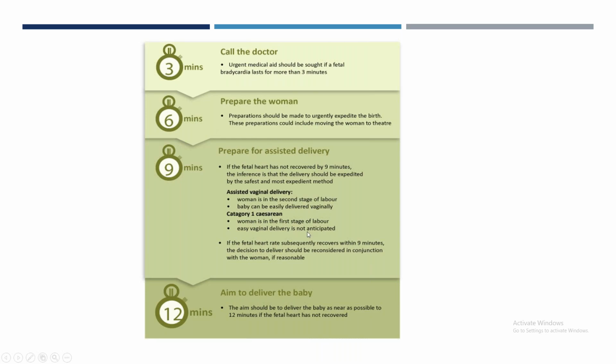For 9 minutes, the patient should be ready for assisted delivery. Okay, so the patient should be ready for assisted delivery, or she should be in the theatre for the cesarean, depending upon the patient's condition. And within 12 minutes, if it is persisting, the baby should be out. The baby should be delivered within 12 minutes.